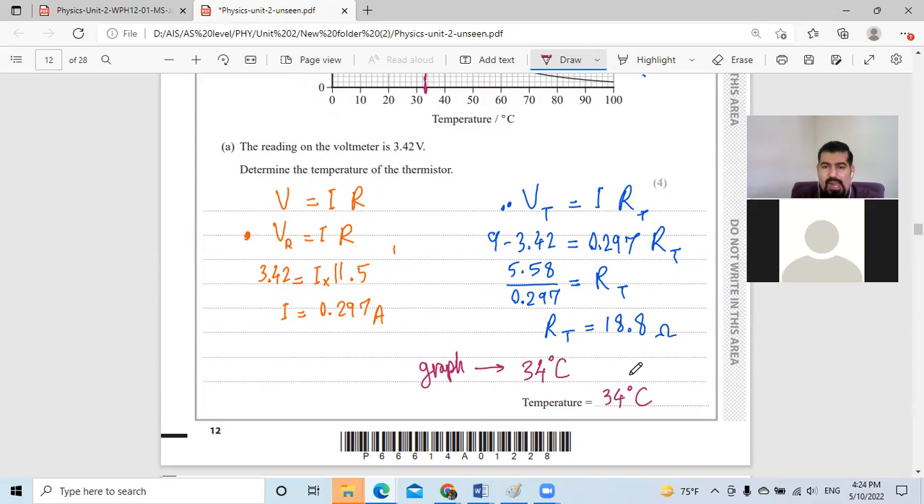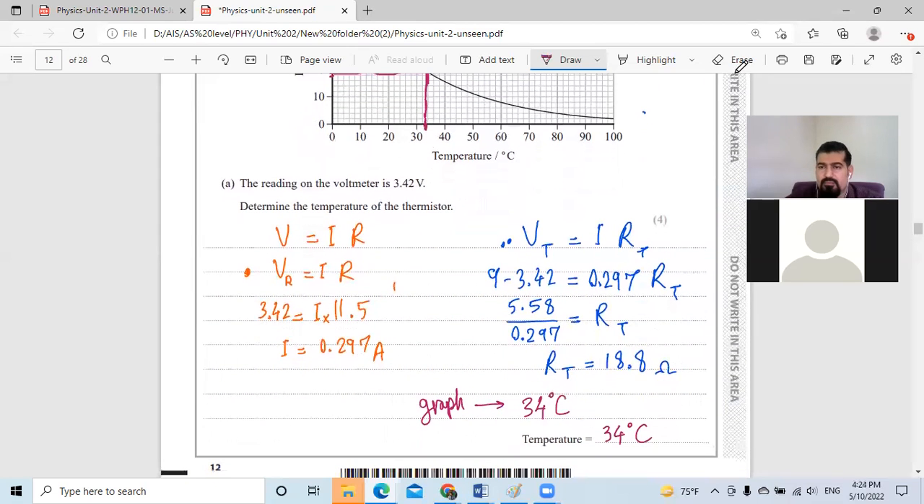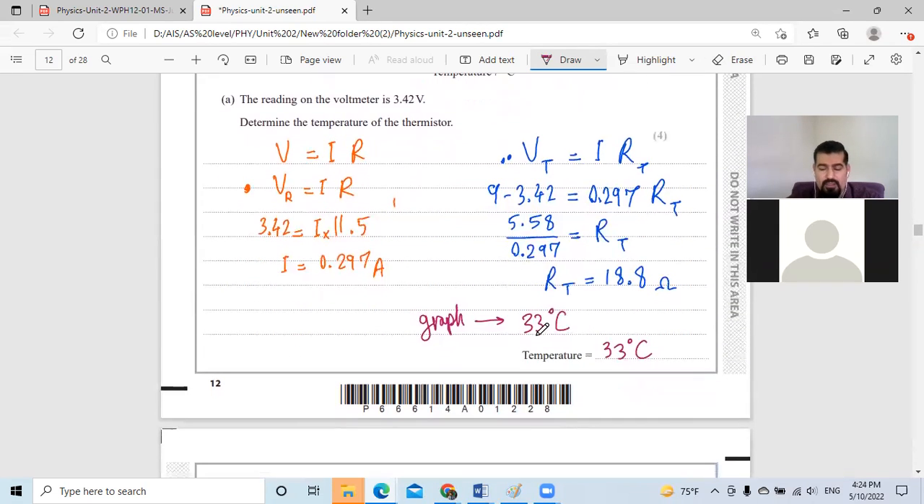Good. Yes, from the graph here. Yes. 33, 34. There is a range, I think, in the accepted answer in the mark scheme. Is it? Okay. Thank you, Hamza.